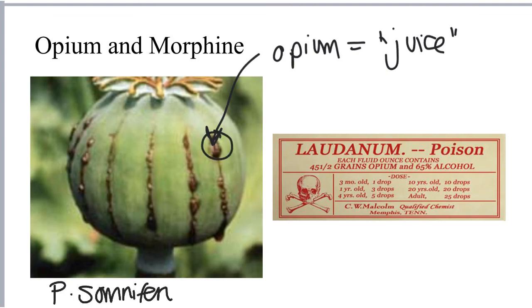Morphine makes up about 10% of raw opium, and it was first isolated in 1803, when it was named for Morpheus, the Greek god of dreams. This is fitting, given the very common sedating effect of morphine and similar drugs.